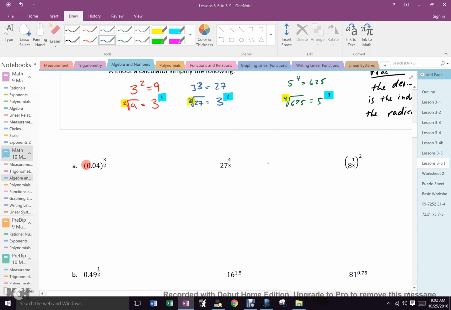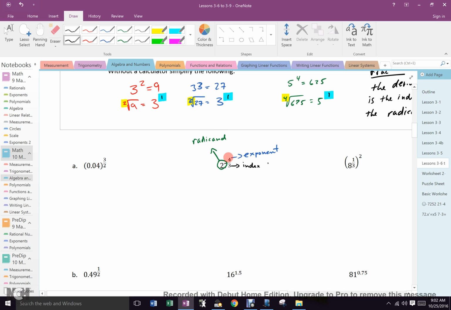I don't actually want to do A first. I want to come to this one first. Okay? Everybody look at B. It's 27 to a fractional exponent, yes? So the denominator becomes what? The denominator is the index, and the numerator is what? The exponent. And this guy becomes the radicand. Remember, we've used that word before.